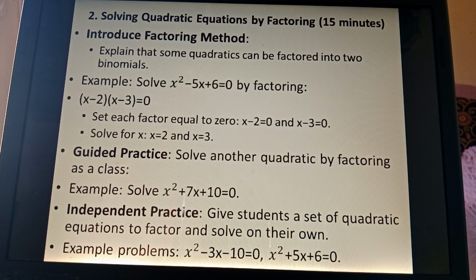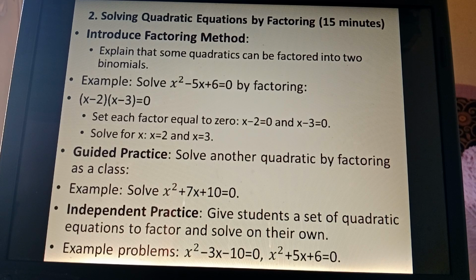Set each factor equal to 0: x minus 2 equals 0 and x minus 3 equals 0. And solve for x, you find that x is 2 and x is 3. I've had a detailed video on how to go about it. Just look at the channel.